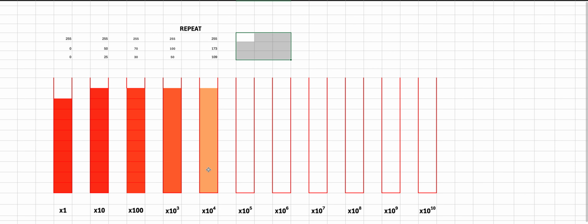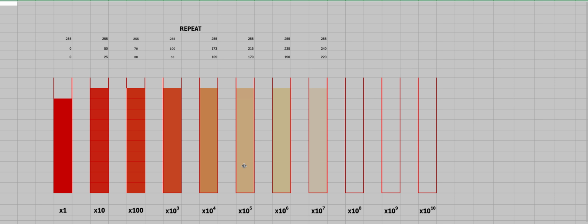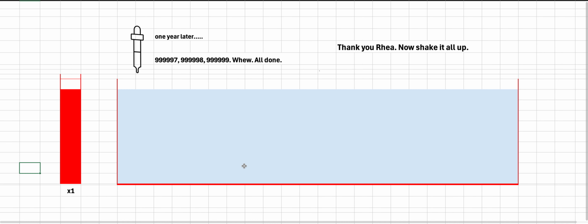And now we've got a times 10,000 dilution. 1,000 times 10 is 10,000. And now we've got times 10 to the fifth. That'd be 100,000. 10 to the sixth. There's a million right there. Next one. 10 million. 100 million. What's that? A trillion. Or billion. What am I saying? Not a billion. 10 billion. And there's just checking on it.